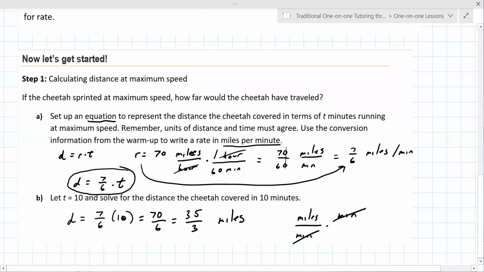And when you're doing these story problems, these word problems, you do care that it's in miles. To be clear.